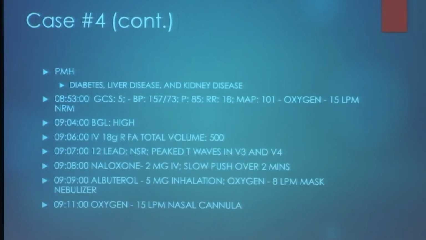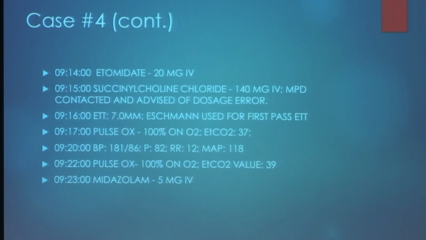Past medical history: diabetes, liver disease, and kidney disease. Blood pressure is 157, pulse 85, respirations of 18. Blood glucose is high, peaked T waves in V3 and V4. Naloxone given, albuterol inhalation, etomidate, succinylcholine, intubated. Pulse ox, blood pressure 181 over 86, pulse 82, got some midazolam.